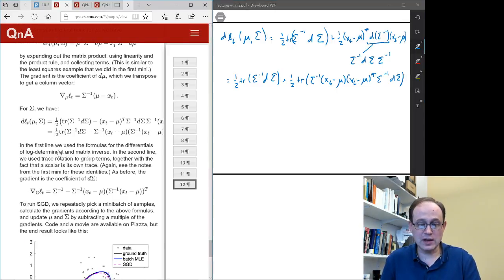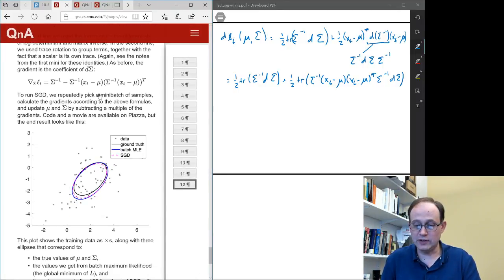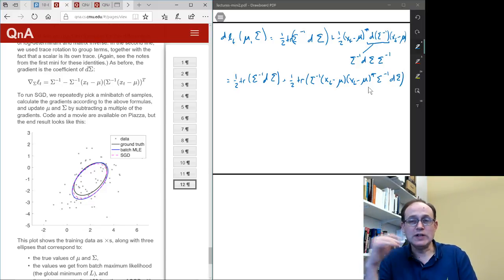So we've just calculated the two gradients. We can pull out the coefficient of d sigma here, which is sigma inverse plus this outer product of a vector with itself. This functional form is not something that you would remember, but you can calculate it very easily if you need to.